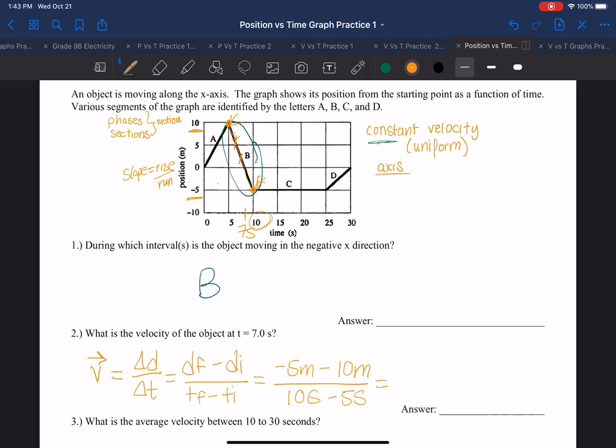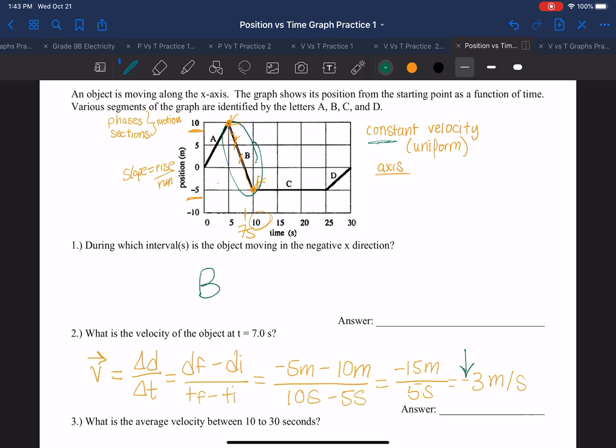So -5 meters minus 10 meters, you get -15 meters, divided by 10 seconds minus 5 seconds, which is 5 seconds. So that equals -3. And meters divided by seconds, you get meters per second. So the answer is -3 meters per second. Does that make sense? Well, for sure it does, because look at this.